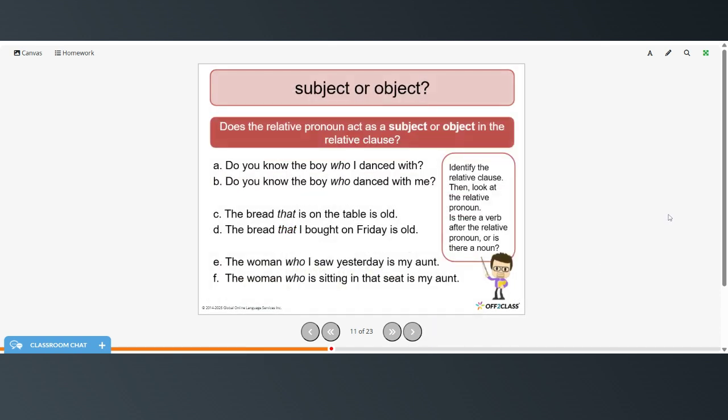Right, so does the relative pronoun act as a subject or object in the relative clause? So you're going to identify the relative clause, then look at the relative pronoun, and is there a verb after the relative pronoun or is it a noun? So do you know the boy who I danced with? So who I danced with is the relative clause, and the pronoun is followed by the pronoun I, so who refers to the boy.